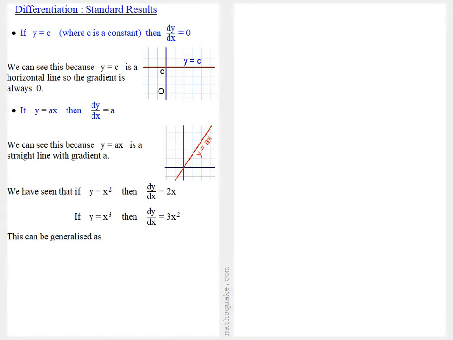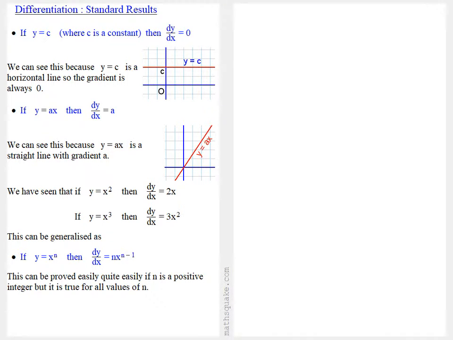So this can be generalized as, if y equals x to the power n, then the differential dy by dx is equal to nx to the power n minus 1. So if we're differentiating a power of n, then we multiply by the power of n and reduce the power by 1. This can be proved quite easily if n is a positive integer, but it is true for all values of n. It's sometimes known as Wallace's result, and sometimes it's known as the power rule.